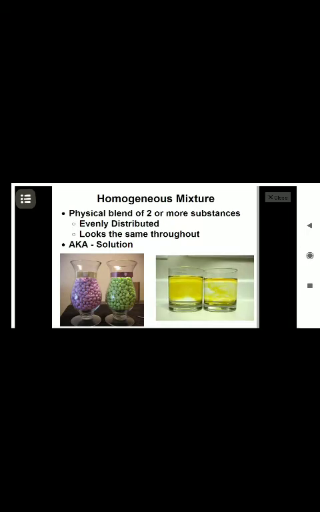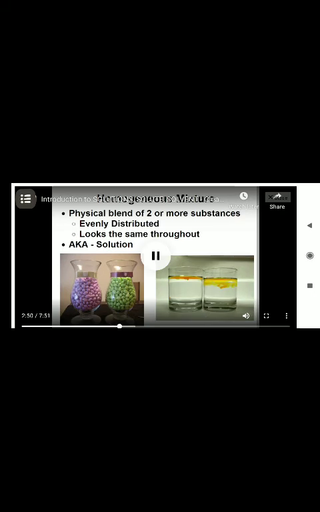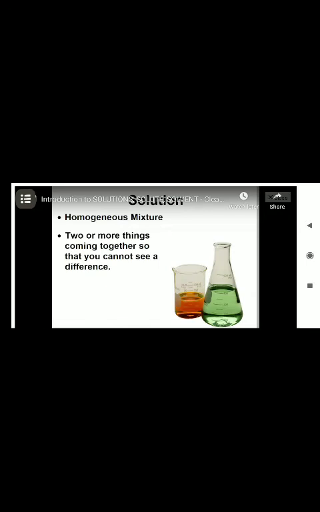The picture to the left has purple jelly beans and green jelly beans. Now, that picture is not a mixture. That is just one substance, but it gives us an idea. This is a physical blend of water and the food coloring. A mixture is a physical blend of two or more. A solution is technically a homogeneous mixture. It's where two or more things come together and you cannot see the difference.